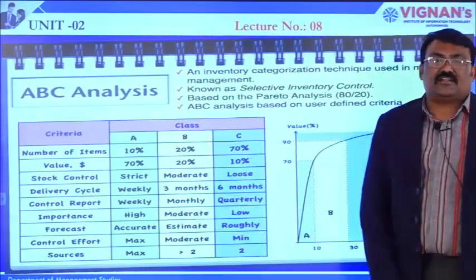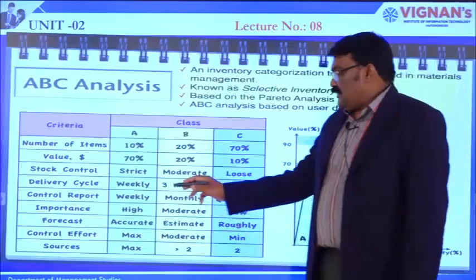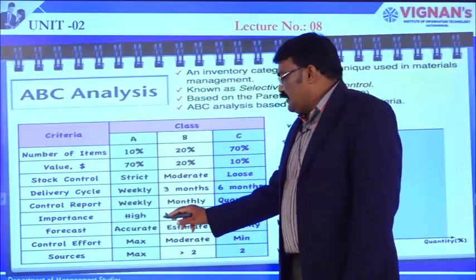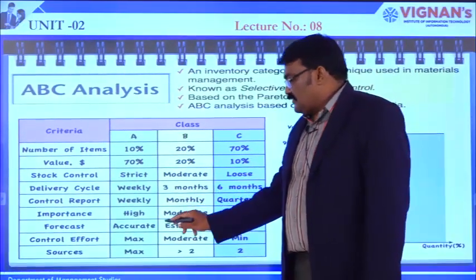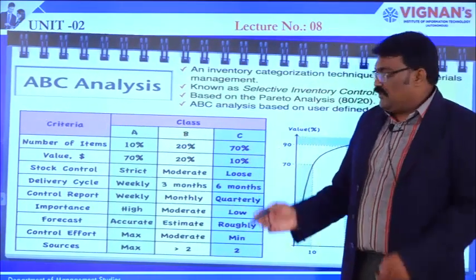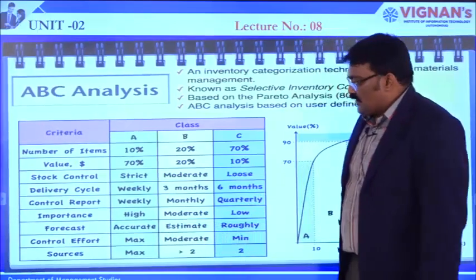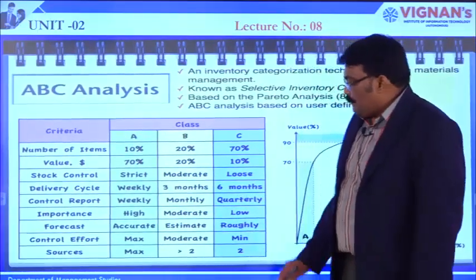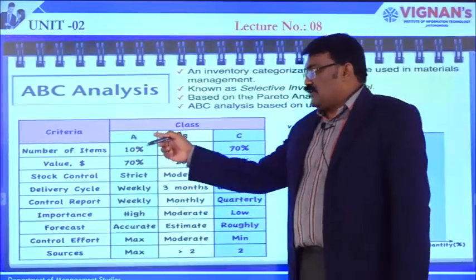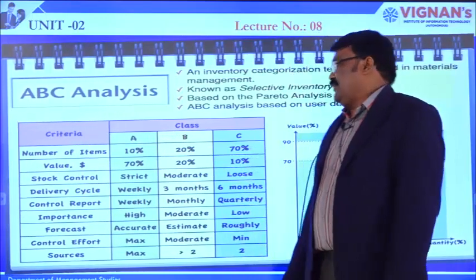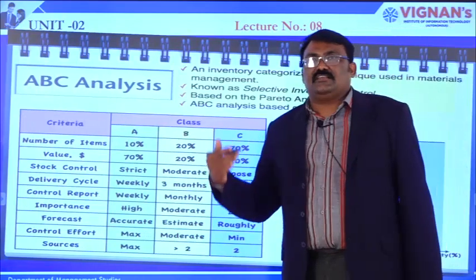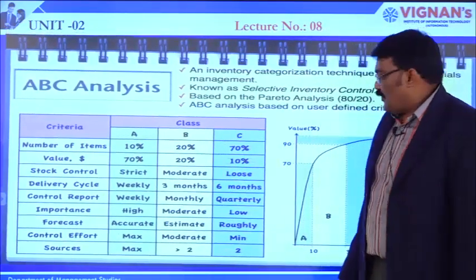Delivery cycle, we have a 3 months delivery cycle, and a monthly control report, and importance is moderate. The forecast is an estimate, normally estimated to a nominal level, and control efforts are moderate, and sources are more than 2. That is maximum in the case of the first, the A category of raw material, whereas in B it is very lenient, where you can give control upon the C category of raw material.